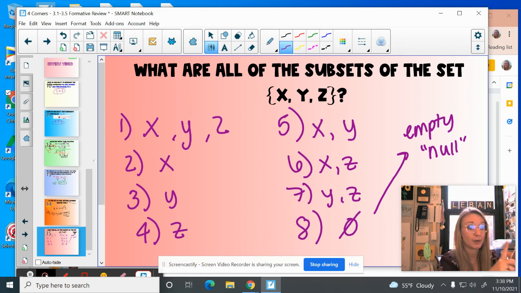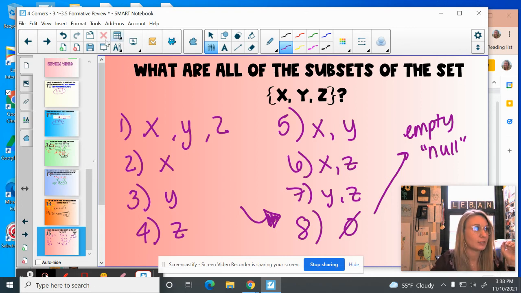So remember, if you're ever struggling, like, I don't know if I have all of them. List the entire set by itself. List every single individual element. List every combination. And don't forget about your empty or null set.